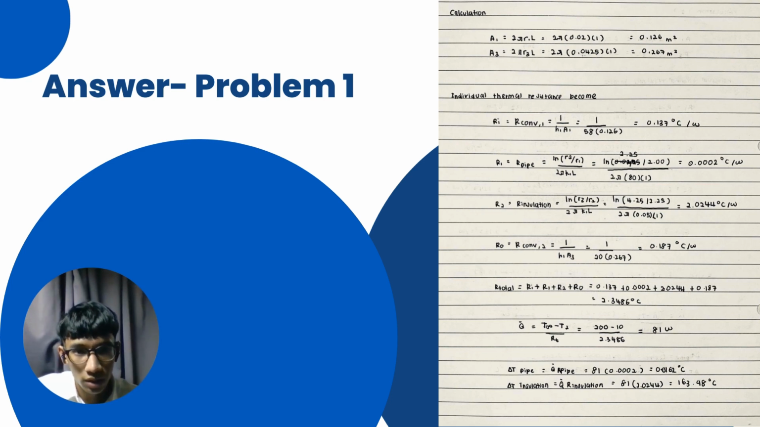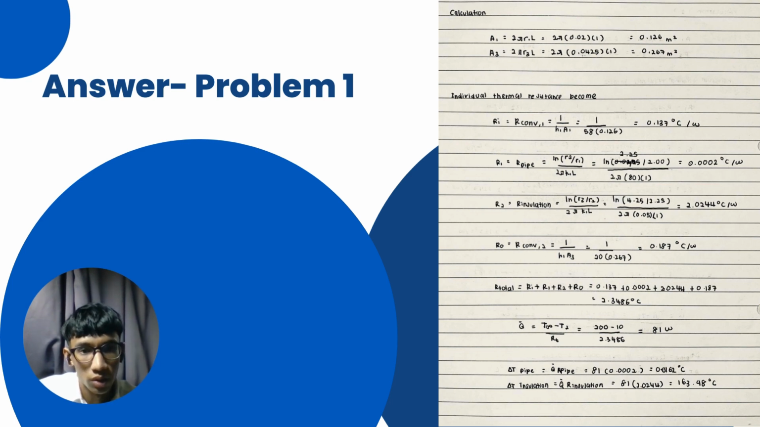For the calculation, you need to find the area first. For area 1, you use the formula 2 pi R1 L. R1, you need to find by dividing diameter 1 by 2. For A3, use the same formula, 2 pi R3 L. R3, you need to find by diameter 2 divided by 2 plus 2 for insulation.